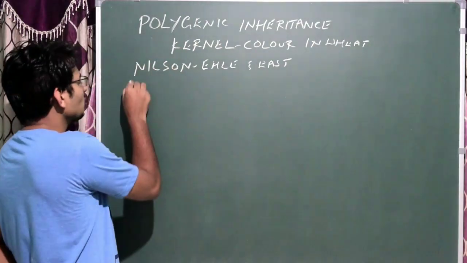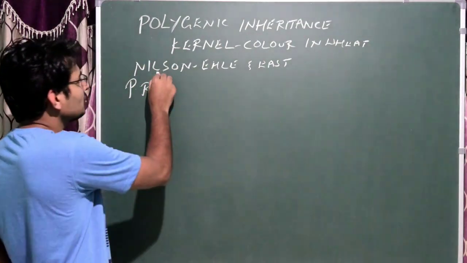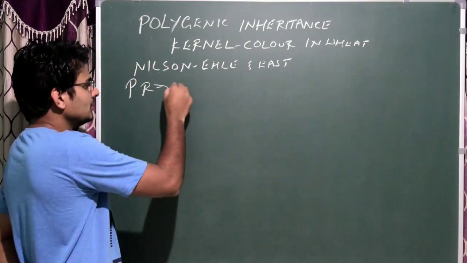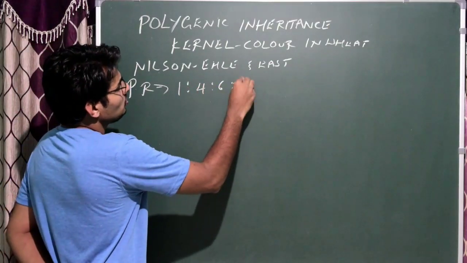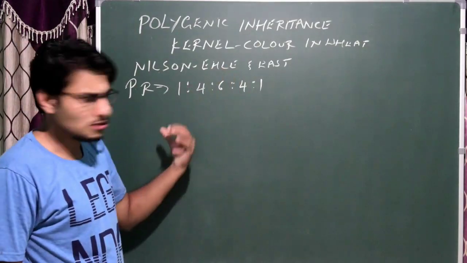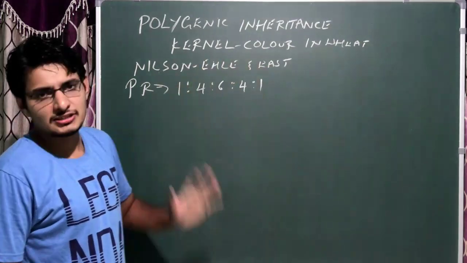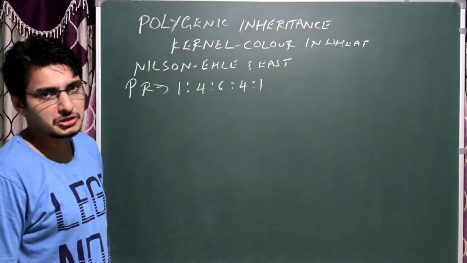So I'll just write the phenotypic ratio because this is important. No need to remember everything, but you have to remember the scientist name and this one, the phenotypic ratio, that is 1:4:6:4:1. So this is actually the thing to remember. Dihybrid cross, if you just count, obviously 1, 5, 11, 15 and 16. Total 16 offsprings will be produced in F2. Okay, so this is the phenotypic ratio.